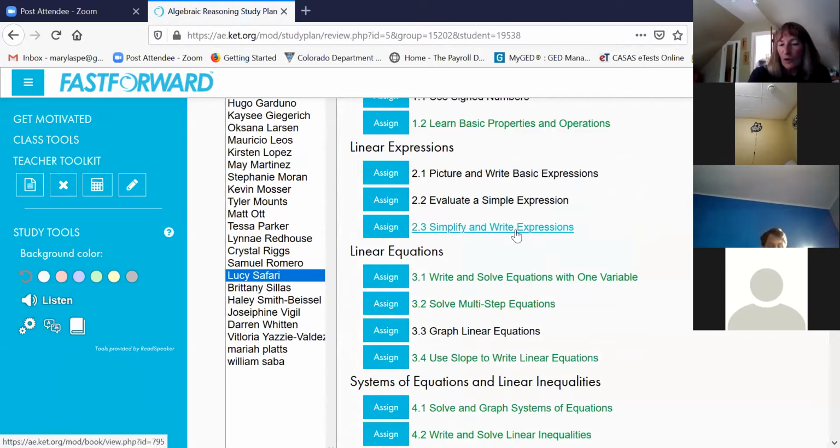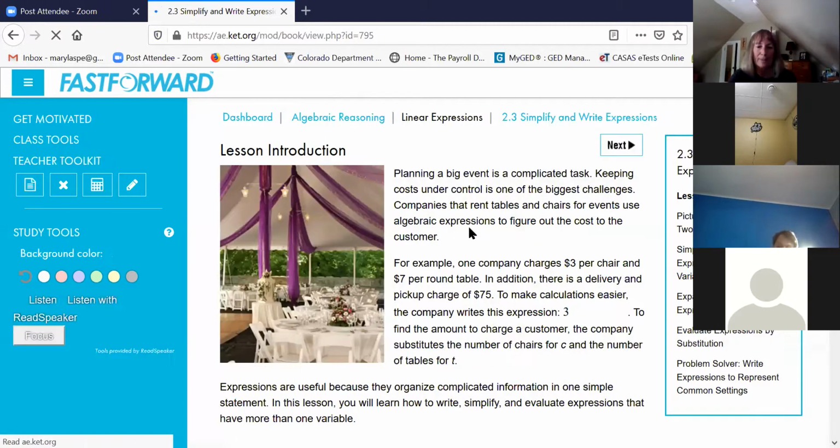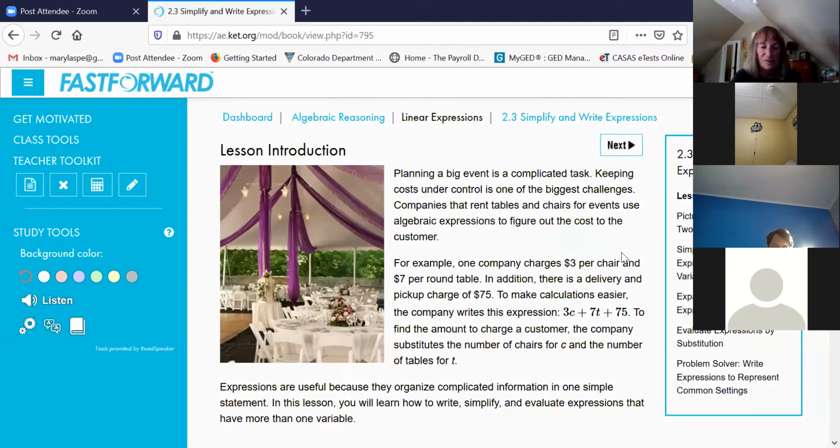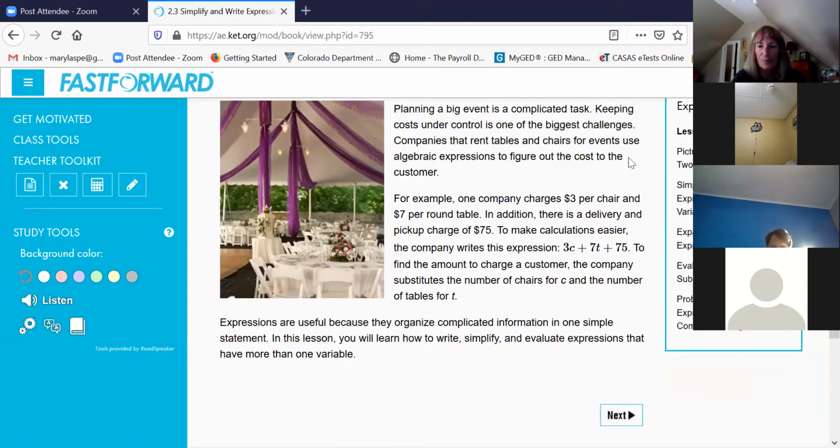So we've been working on simplifying and writing expressions. And we also evaluated some expressions. So evaluate is when we substitute a number in for the variable and do all the arithmetic to it. So let's look at this one.